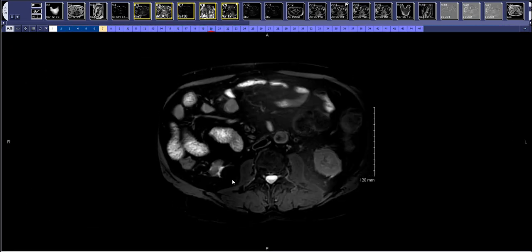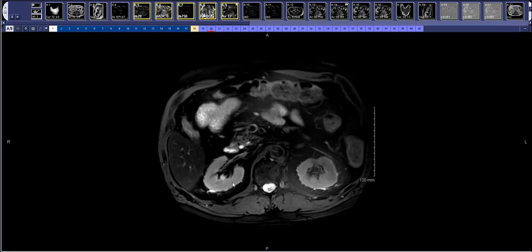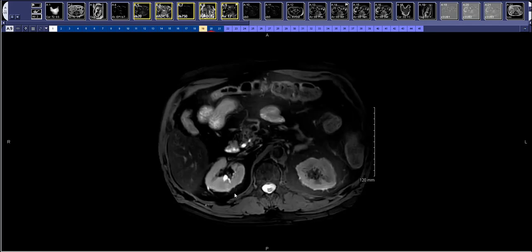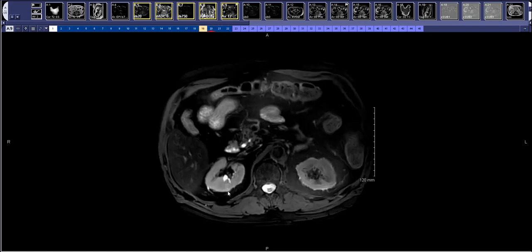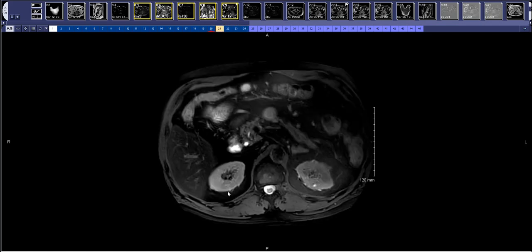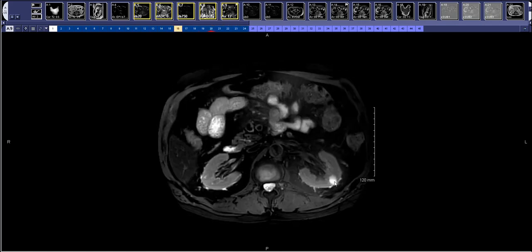Here we have our axial T2 fat set, which gives us nice tissue contrast. T2 hyperintense structures are a little bit more conspicuous. So here's that right renal lesion, still very subtle, but a little bit less so than our non-fat saturated T2 sequence. The simple cysts look even brighter than they did on their regular T2.